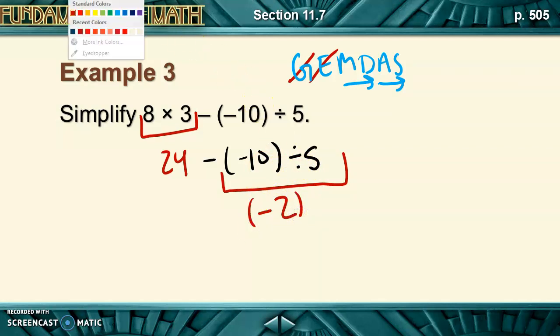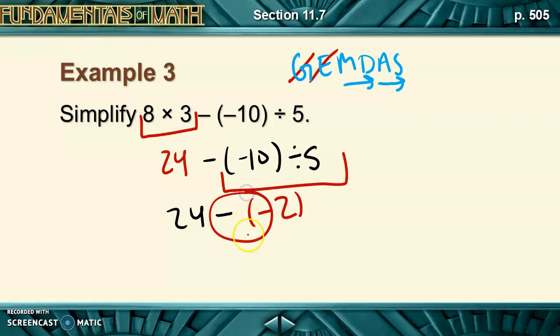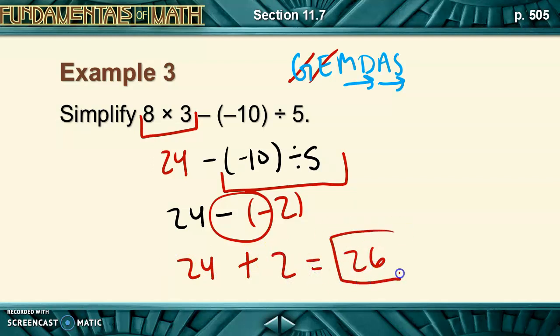So now I can go ahead and copy everything back down. 24 minus negative 2. If you remember our rules, whenever we have two negative signs right next to each other, they make a positive sign. And this becomes 24 plus 2, which is 26.